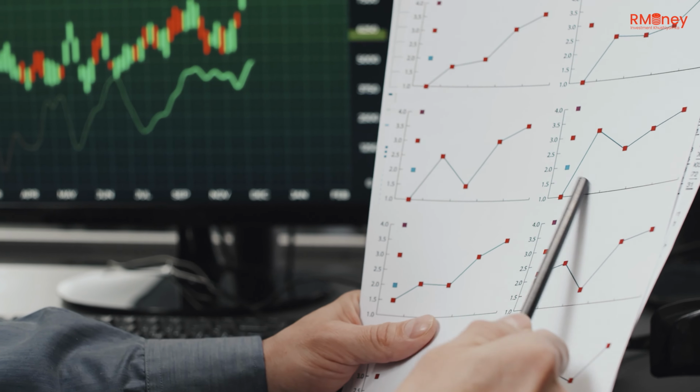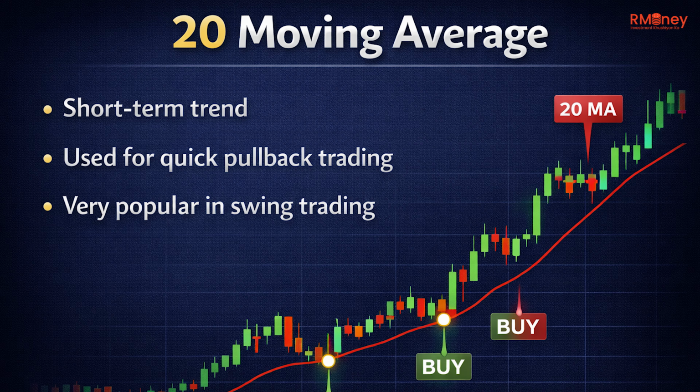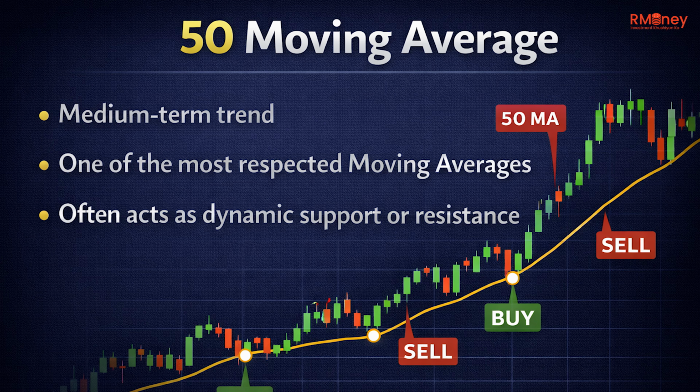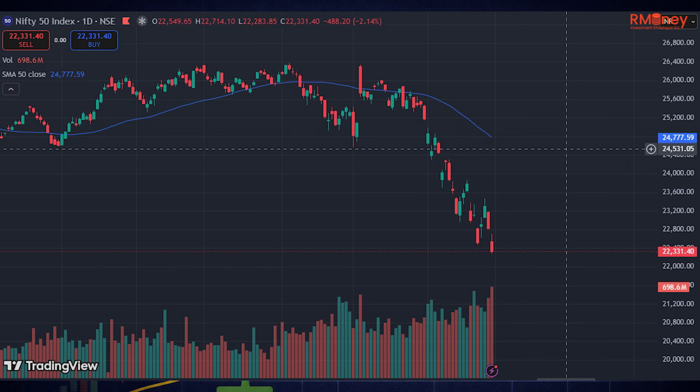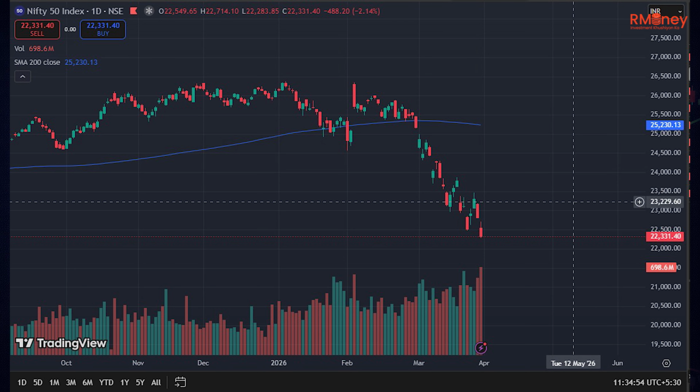Now here is a key thing you need to understand: many professional traders use different moving average time periods according to their trading strategy. The first one is the 20-day moving average, used when the view is to identify the short-term trend, which is ideally used in swing trading. Next, the 50-day moving average is used for the medium term. It is one of the most popular moving averages, which often acts as a dynamic support and resistance. The 200 moving average acts as a long-term trend indicator, widely used by traders and investors.